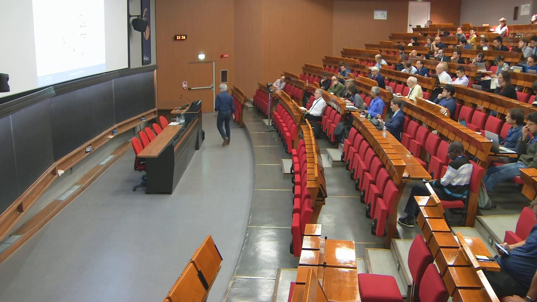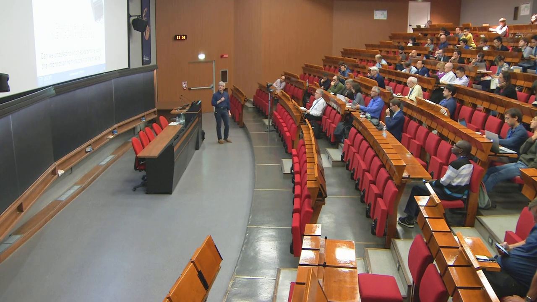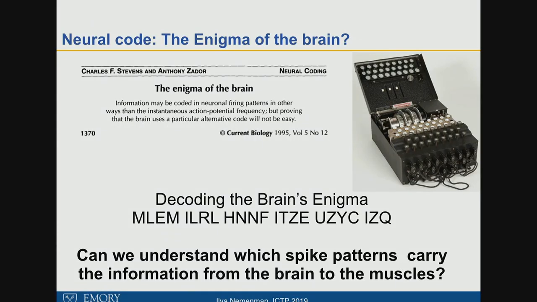Okay. So I'll really fly over the other part. But here, what we're interested in is solving this old question that was posed by Chuck Stevens many, many years ago: decoding the neural code. The neural code is the enigma of the brain. Can we understand which specific spike patterns carry information? In our case, we're interested in information carried between the brain and the muscles. How do brains control their own muscles?